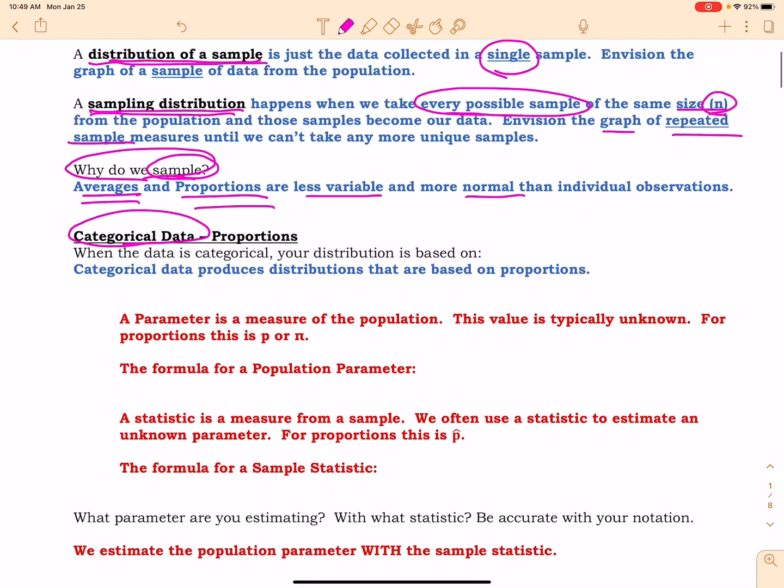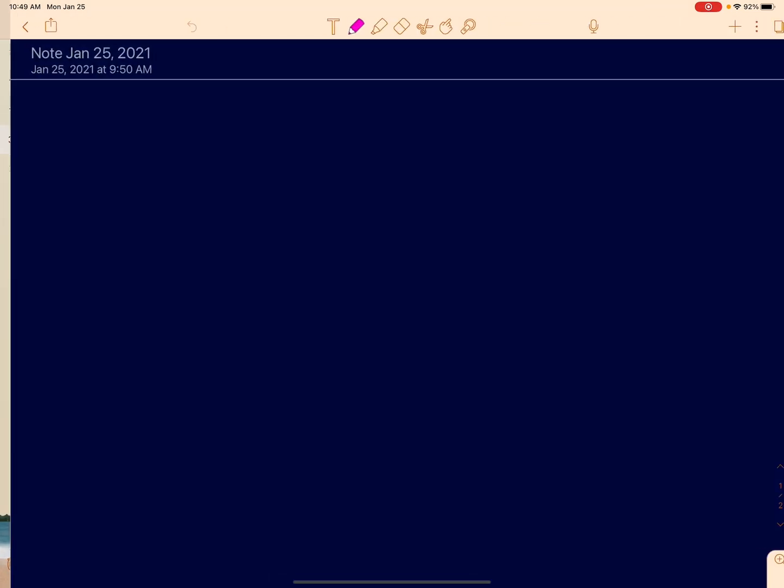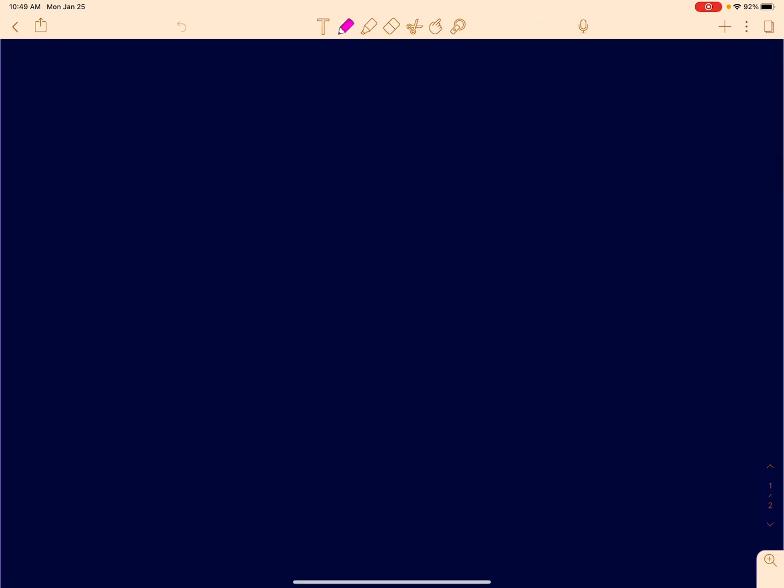We're going to be talking about categorical data and quantitative data. So the things that will change are how we discover what the standard deviation is for certain values, and also some of the notation that we use will be different. Okay, so I just want to give you kind of a visual of this.